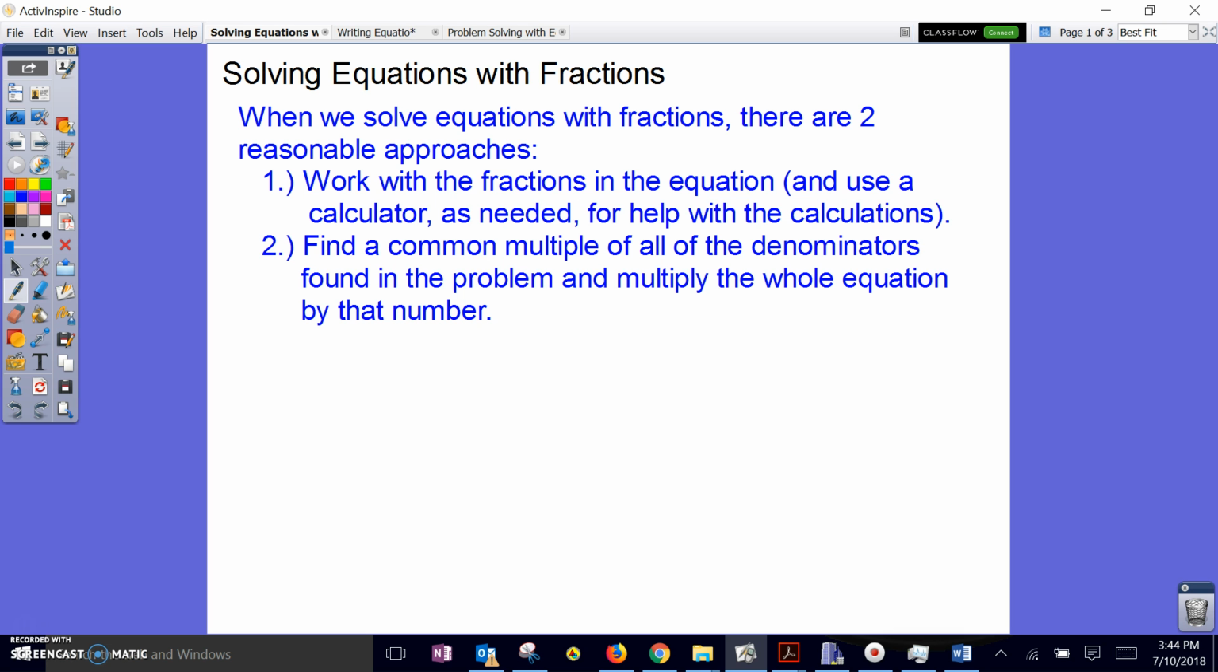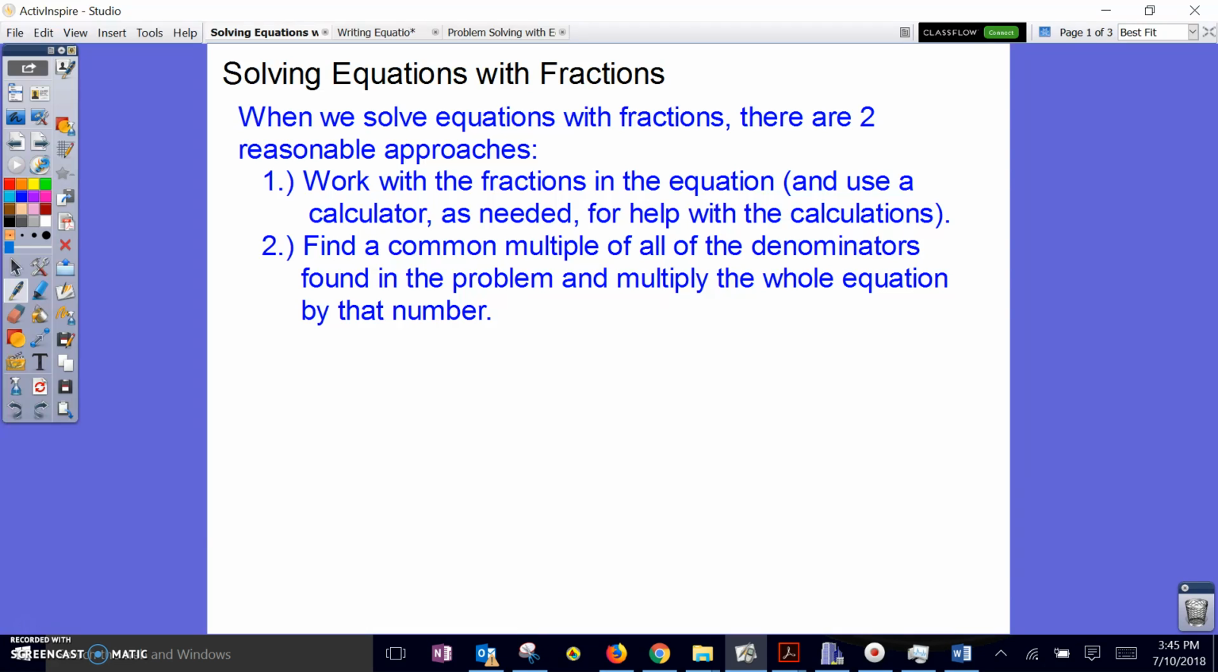The first approach we talk about here, we'll just work with the fractions that are in the equation, and we're going to use a calculator as we need to for help with the calculations. Most calculators today do work in fractions, and it's a good idea when you're solving an equation with fractions that you never actually use rounded off decimals. I've seen students over the years who, when they have fractions, convert them over to a decimal and round them off. And that's going to impact the accuracy of your final answer. So we want to always be working back to fractions here when we work with the calculator.